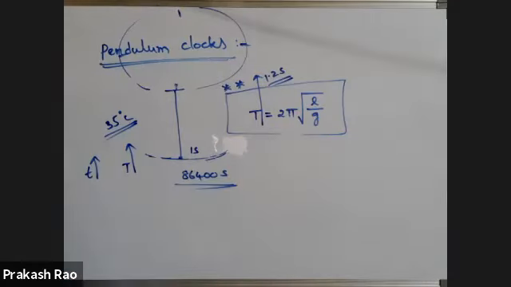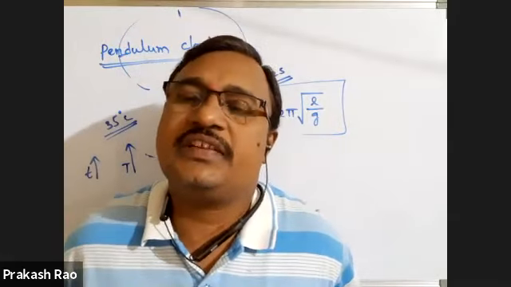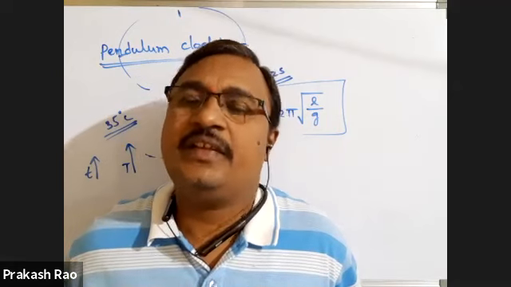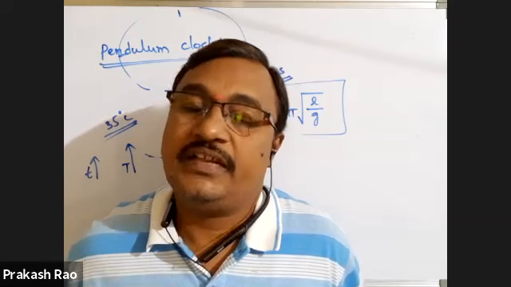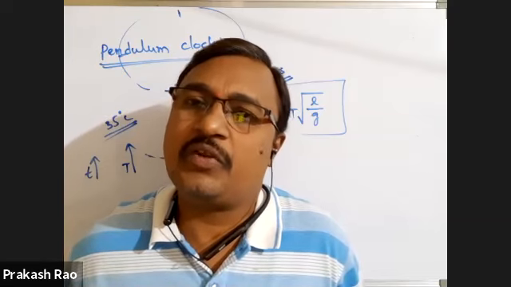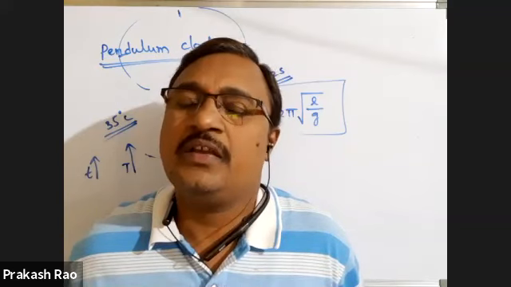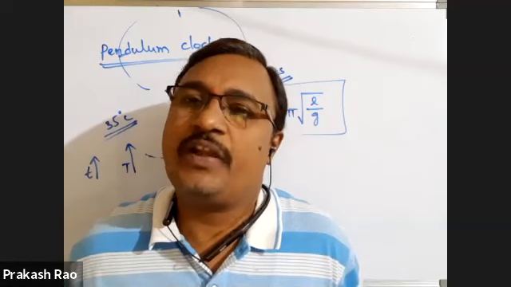Time period is increased, which means the number of oscillations decreases. Therefore, the number of oscillations decreasing means that it loses time. Means that in the summer season, a pendulum clock loses time. Means that the exact time is 1 o'clock, but that pendulum clock doesn't show 1 o'clock. It may show 12:50, yeah, 12:55 like that.